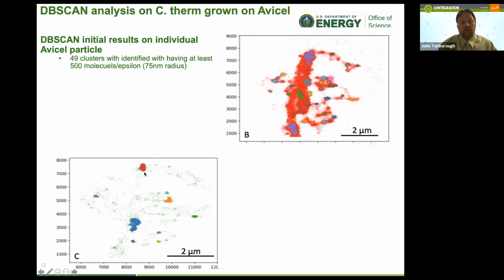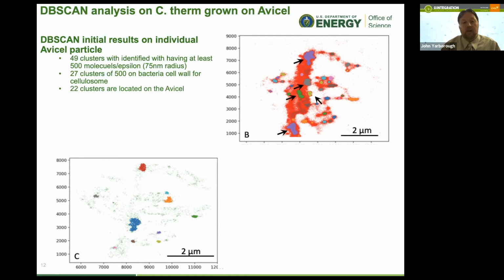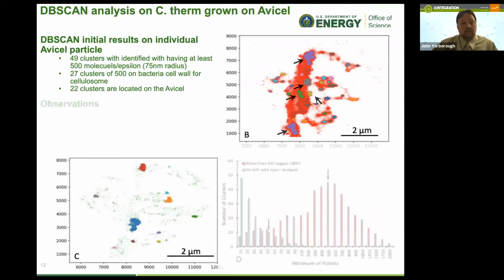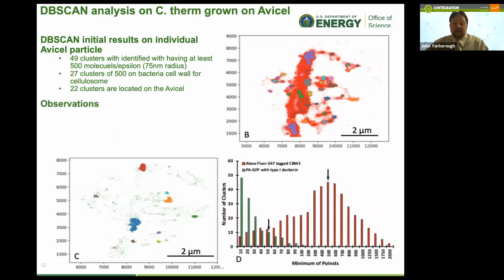Here we identified 27 clusters on the actual bacterial cell wall. We also identified 22 clusters located on the avicell particle. And this is the power and the beauty of this technique, that now we can start quantifying this information. And what we see in the observations is, if we look at the photoactivated GFP type 1 dockerin, we simply see an exponential distribution.